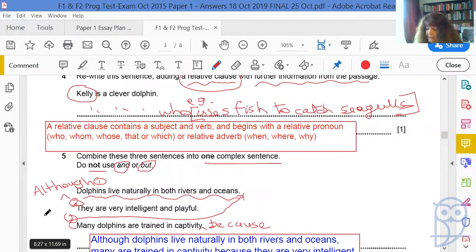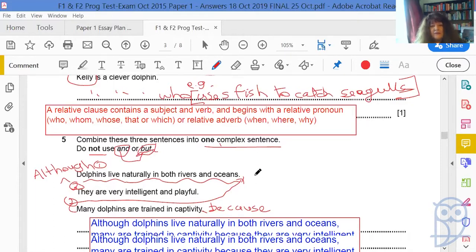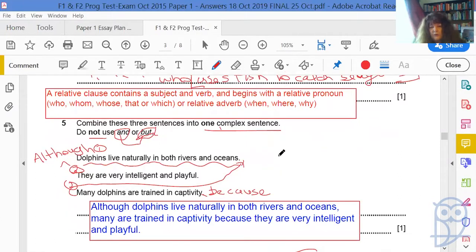Right, here's another favorite. Combine 3 sentences into 1. It could be 2 sentences. And they tell you, do not use and or but. Why? Because usually if you use and or but, you're going to write a compound sentence. A compound sentence is when you're joining 2 sentences together. In this case, we're looking at a complex sentence, which has some clauses. It could be an if clause, it could be anything. So basically, you have to add in all your connectors, signposting words, that sort of thing. And the sentence must make sense.